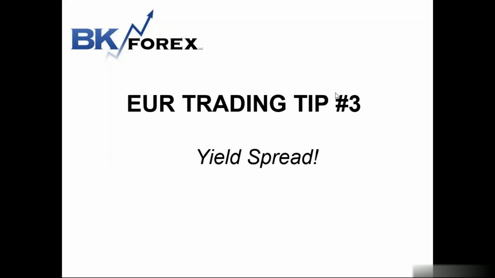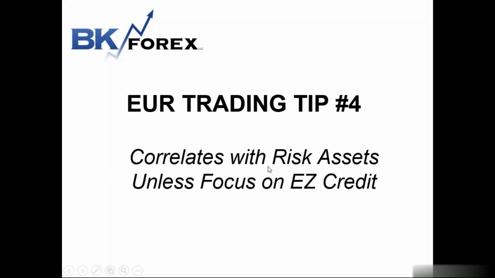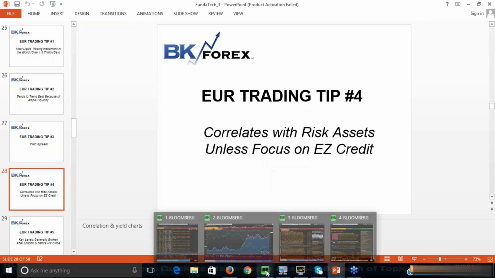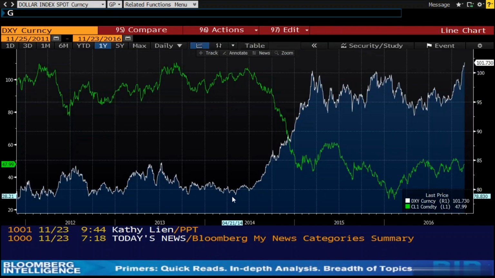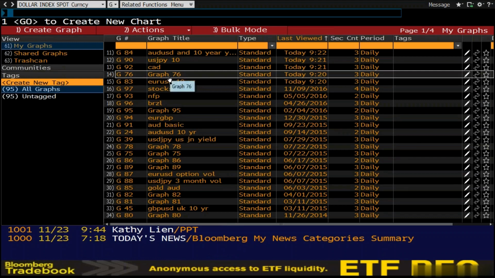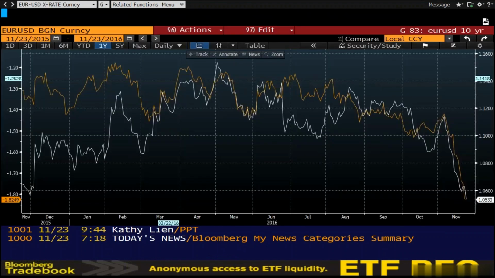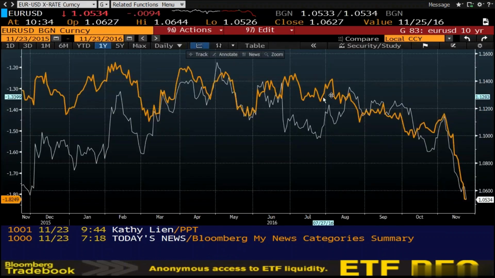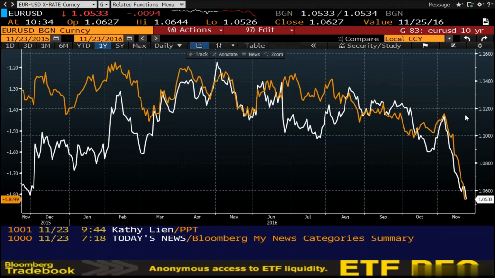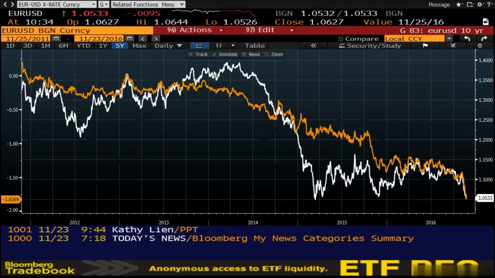And the most important thing for the euro dollar is the yield spread. So let's take a look at that. So pulling up the yield spread, I actually look at this often, so I have a chart ready built for this. This shows you the orange line is the yield spread and the white line is the euro dollar. And we go to a long-term basis.